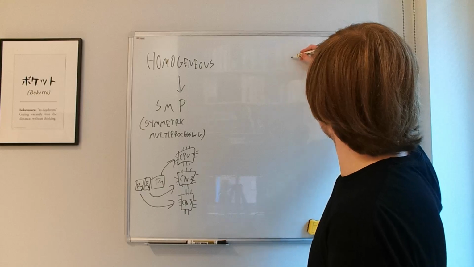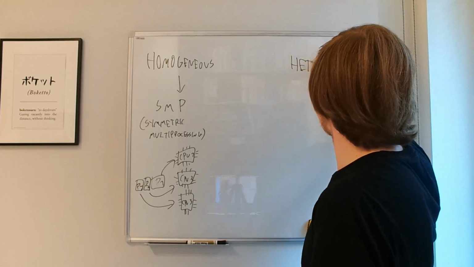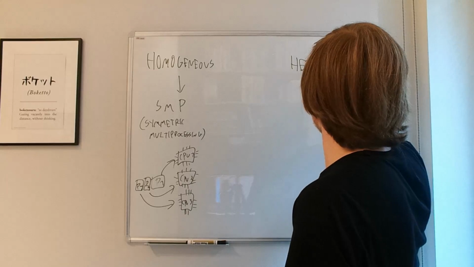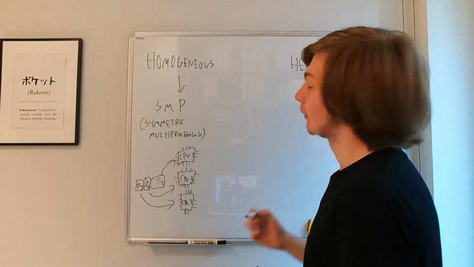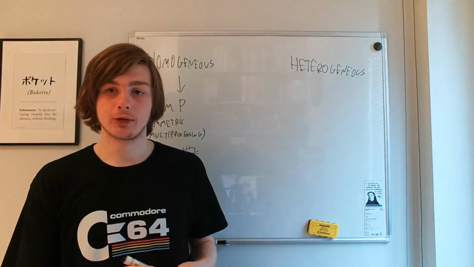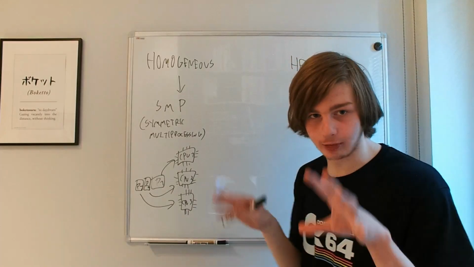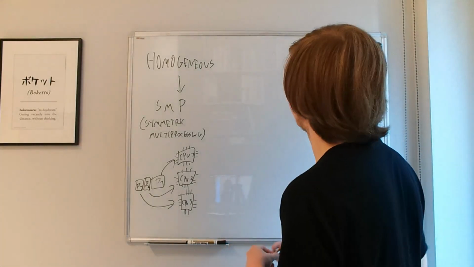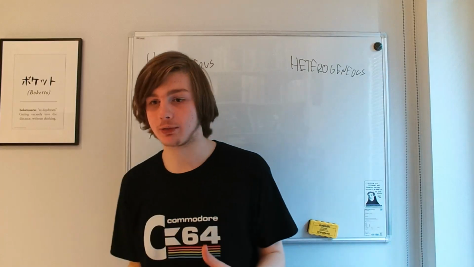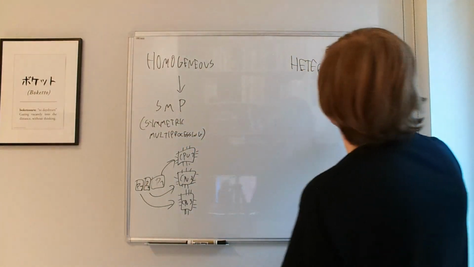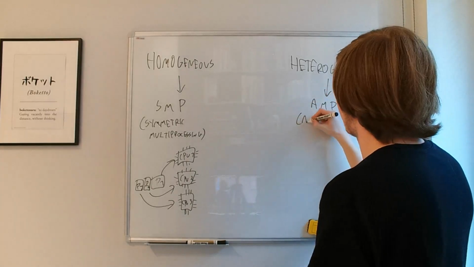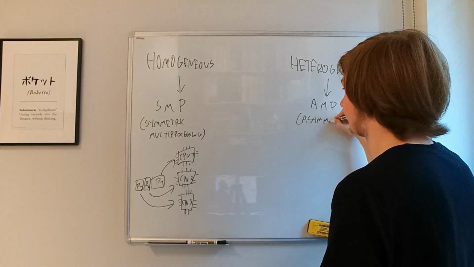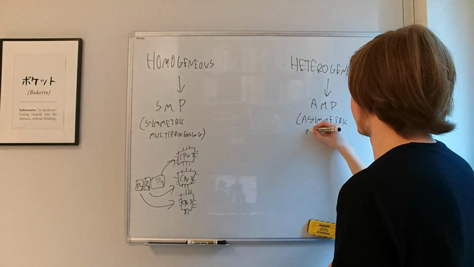But alternatively, you could consider all the CPUs to be heterogeneous, which means that you assume them to have different functionality, to be functionally different. And this leads to another solution called AMP, or asymmetric multiprocessing.